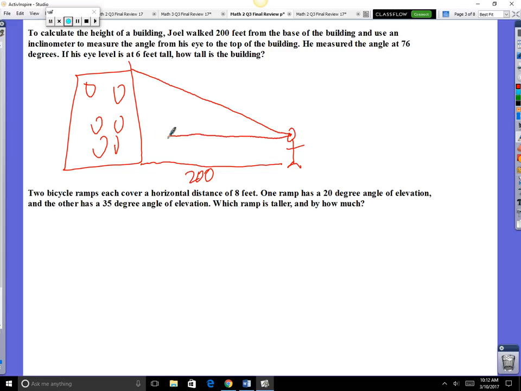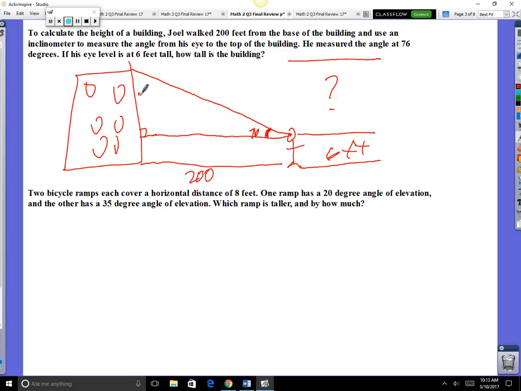The top of the building to his eyeball usually looks this way. That's his original line of sight. So that is an angle of elevation from where he normally looks if he looks up to the top of the building. So that's 76 degrees. Okay, so there's your triangle right there. And let's see, his eye level is 6 feet tall. So from his eyes to the ground, that's 6 feet. And we're going to find how tall the building is.